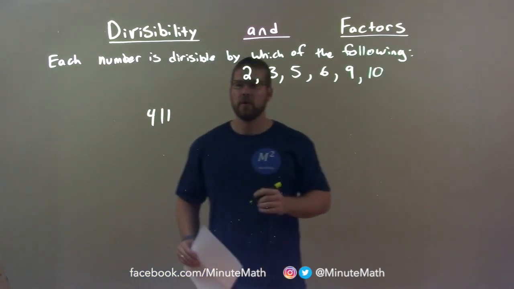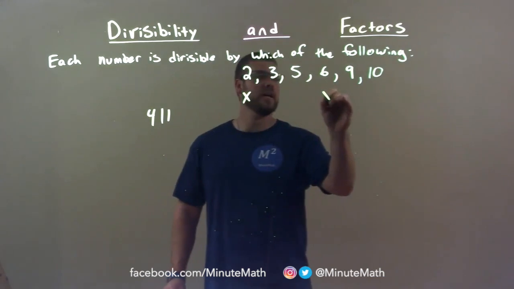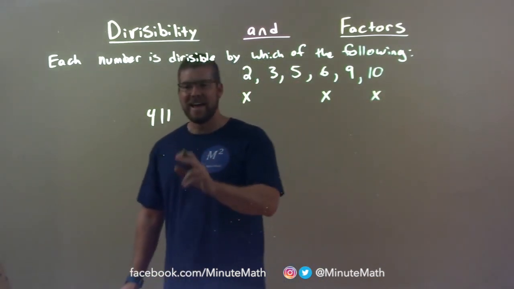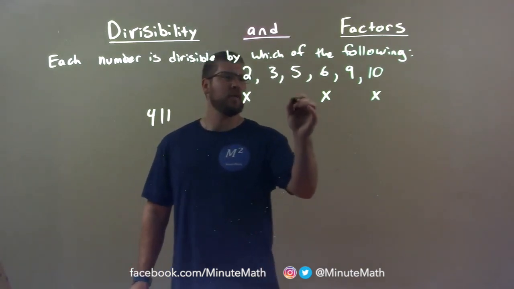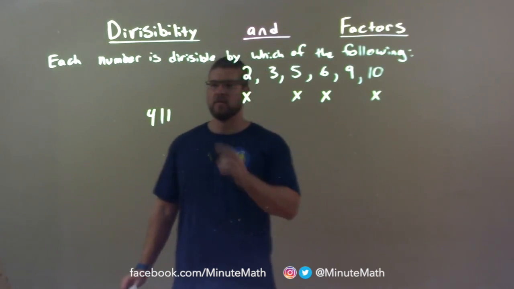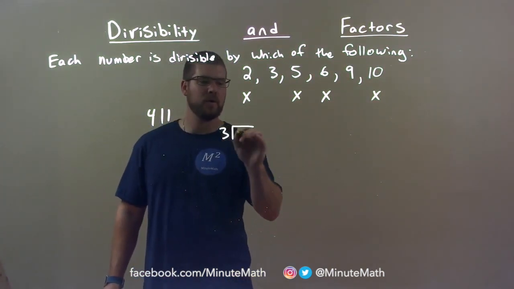411. Well, first thing here is 411 is odd, which means all of our even numbers are out. Then, we know it does not end in a 0 or a 5, so 5 is also out. So now let's check the 3. Does 3 go into 411? So 3 into 411.